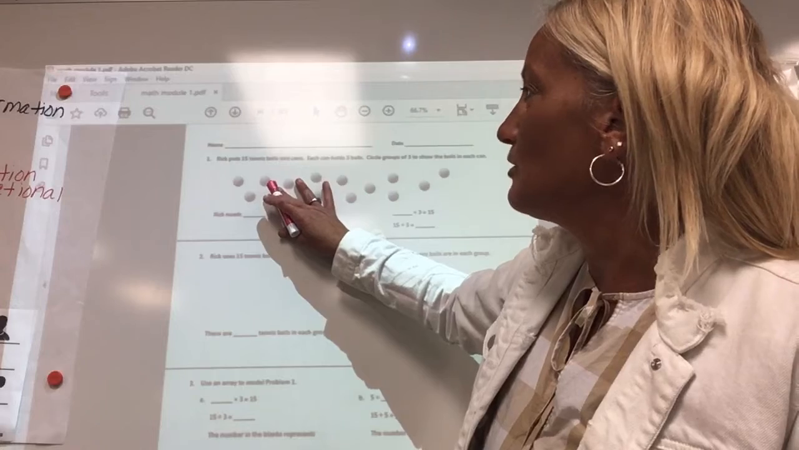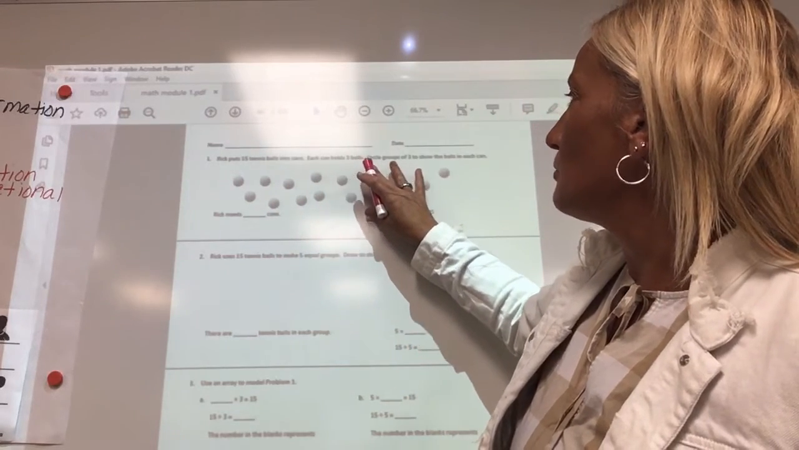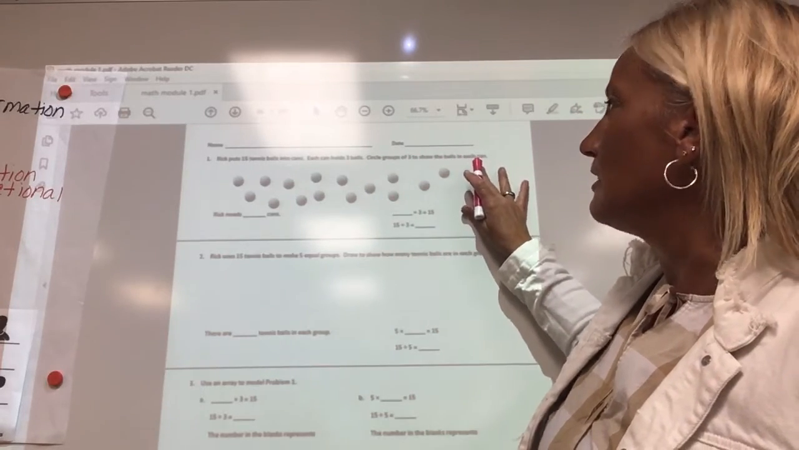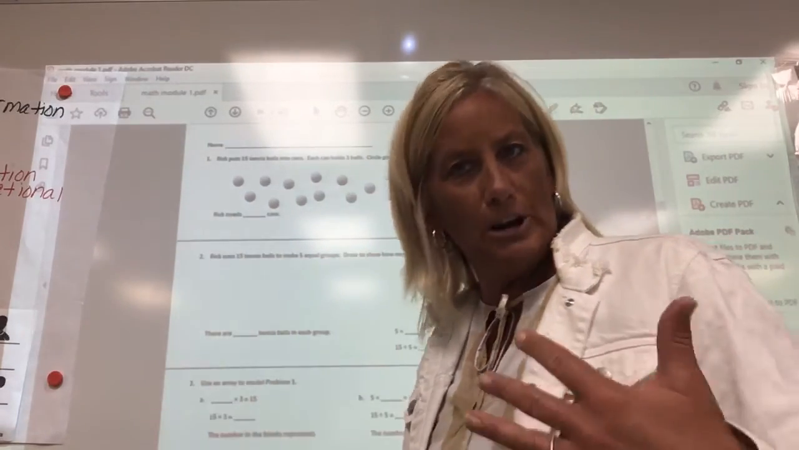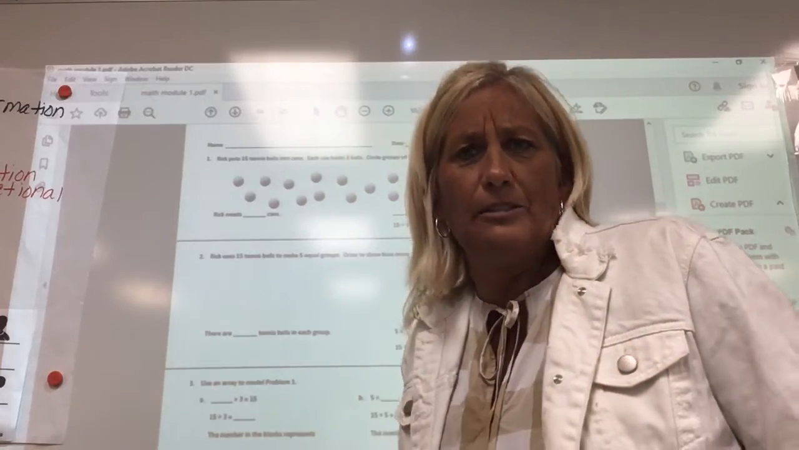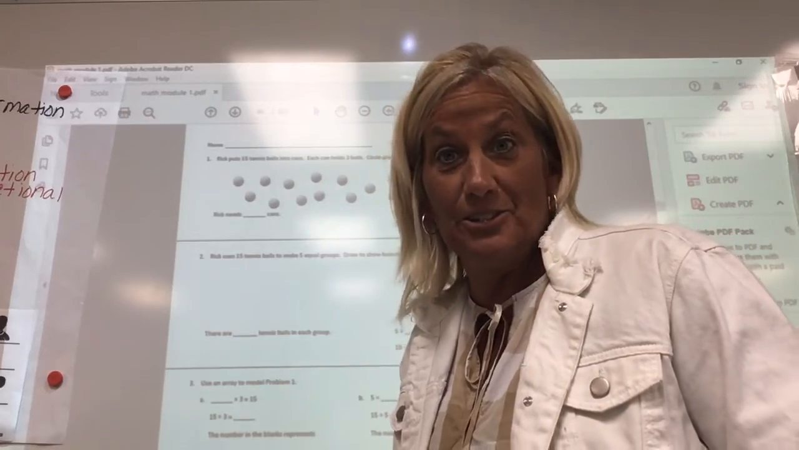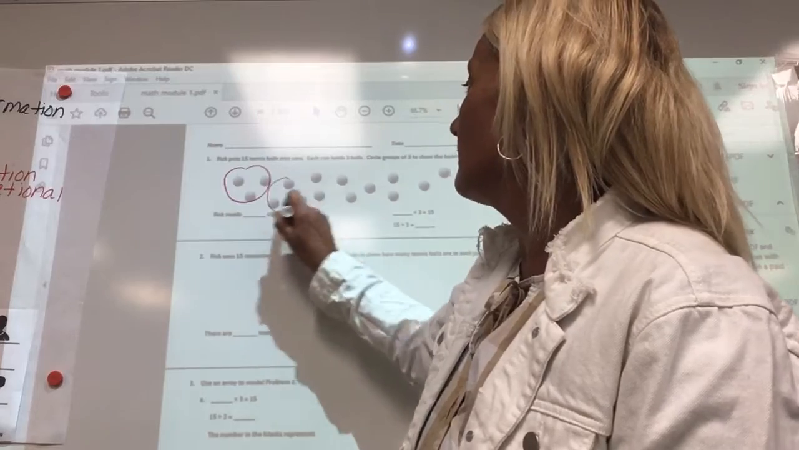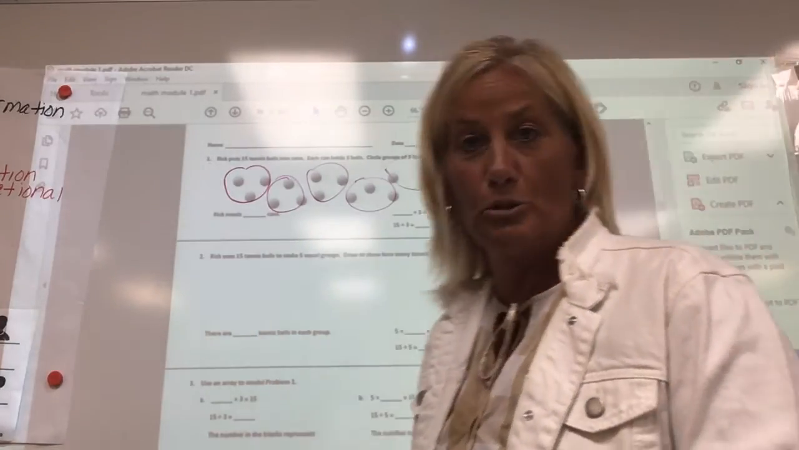So for the first one, it says Rick puts 15 tennis balls into cans. Each can holds 3 balls. Circle groups of 3 to show the balls in each can. Some of you are forgetting that step, and so I try and show you when I grade your work, but they want you to do that. Even though it sounds maybe easy, just do it because the instructions say to. So the first thing you're going to do is put them into groups of 3.